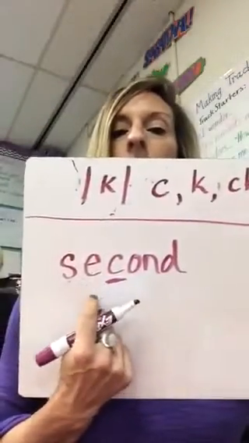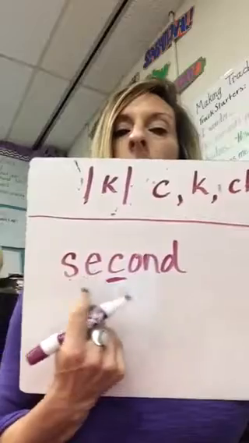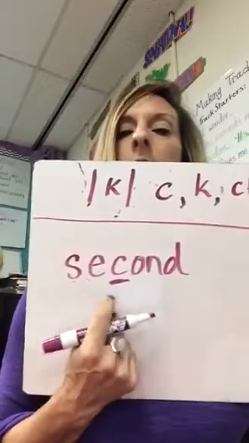Yep. Are you right? Second. Sec on D. And then in the middle we have the K sound. Okay, next let's write squeeze. Squa. Oh, there's that qua. Squeeze. So qua. What two letters go qua?